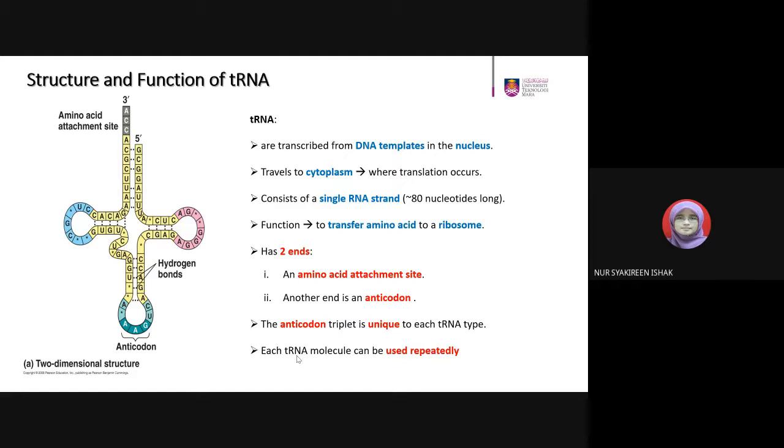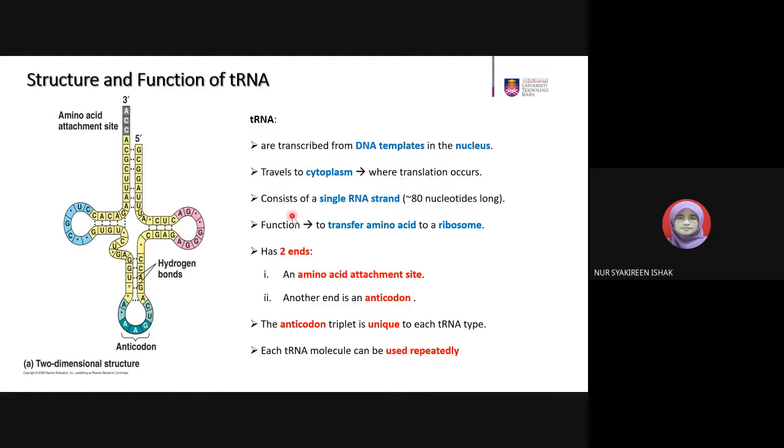Okay, so basically all the RNAs, mRNA, tRNA, rRNA are all produced from the process of transcription according to the information in the DNA, in the nucleus. So they are transcribed from DNA templates in the nucleus. After they are produced in the nucleus, they will leave the nucleus through the nuclear pore and enter into the cytoplasm. In the cytoplasm, they will be involved in the process of translation.